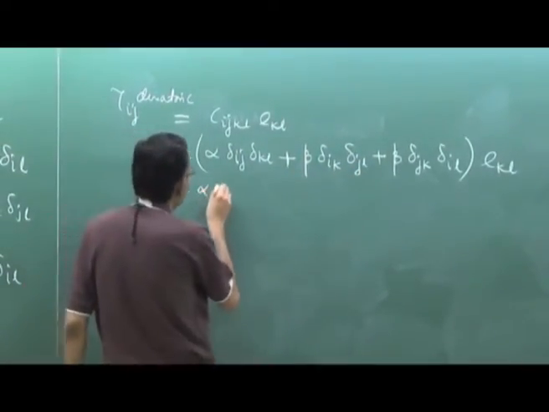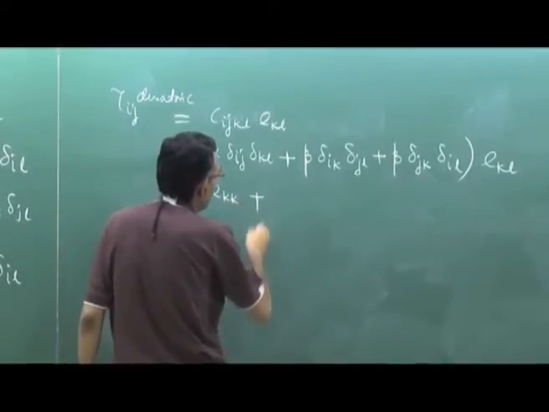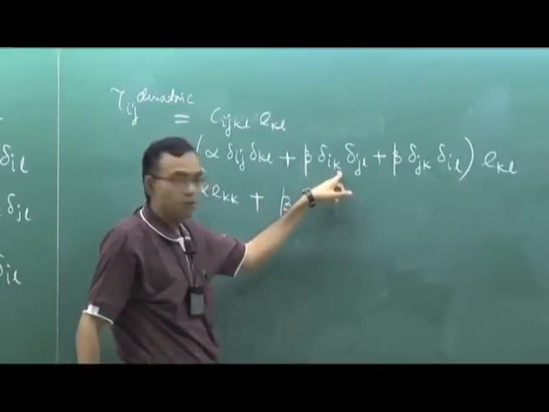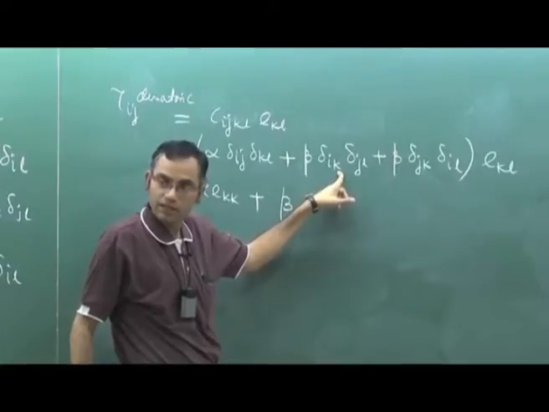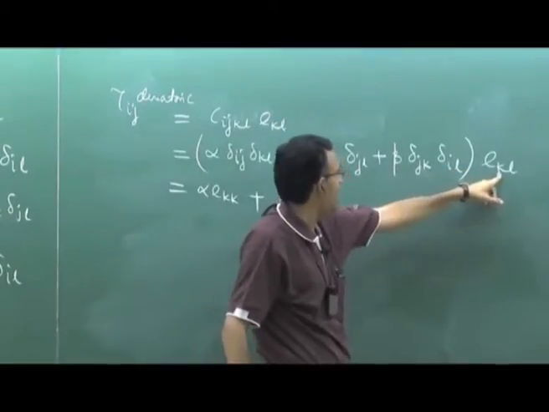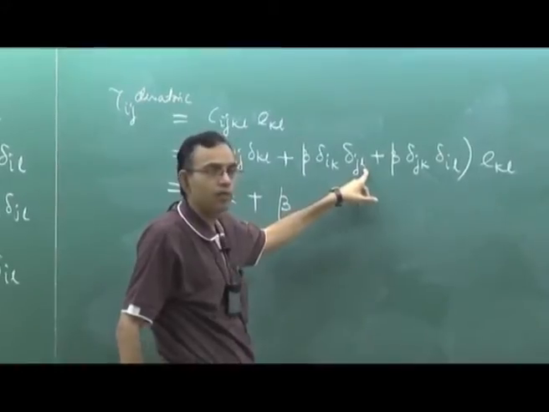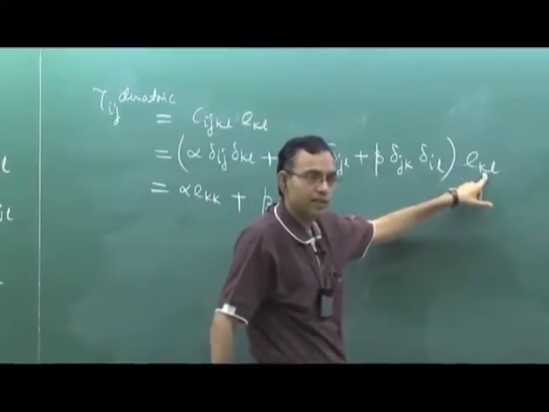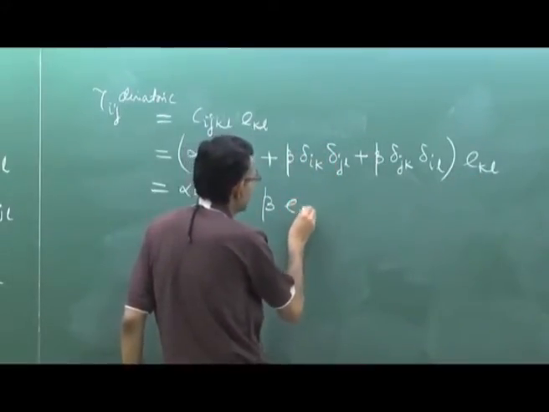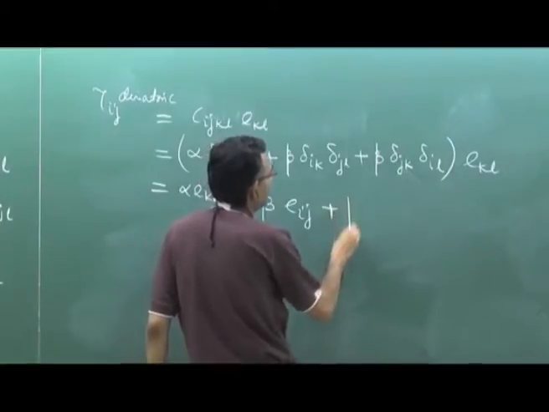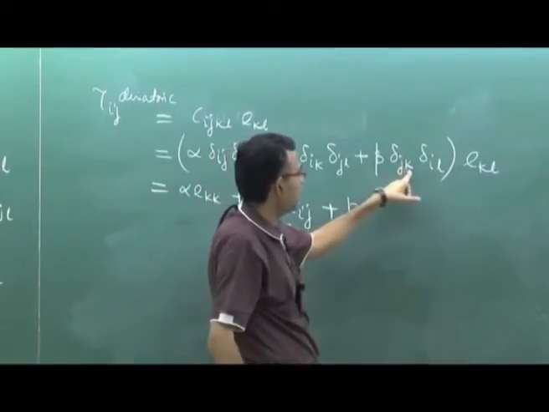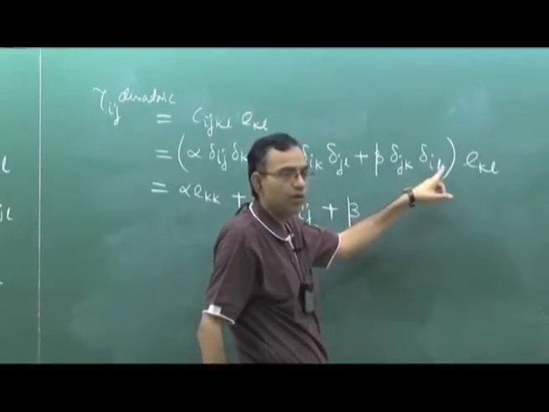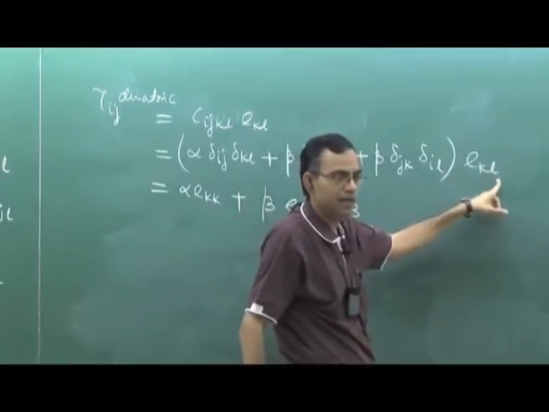So when l equal to k, this will be equal to 1, so E_kl will become E_kk. So alpha E_kk plus beta, delta_ik will become 1 when k is equal to i. So when k equal to i, and delta_jl will become 1 when l equal to j. So 1 into 1 into E_ij plus beta delta_jk is equal to 1 when k is equal to j, and delta_il equal to 1 when l equal to i. So it will become E_ji.